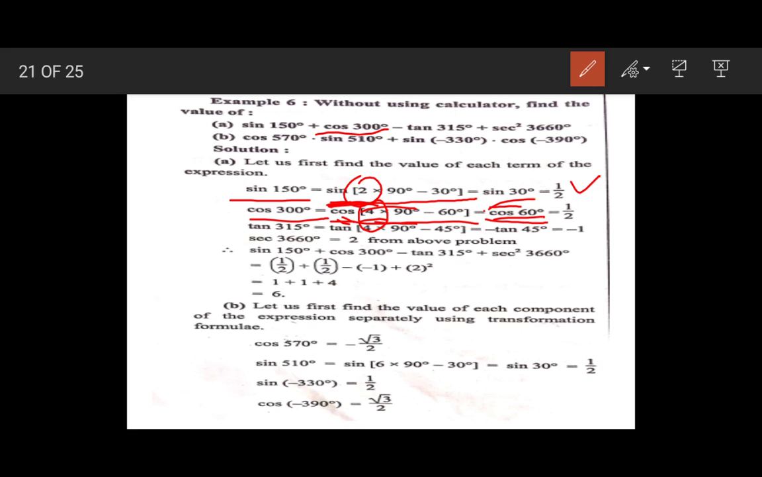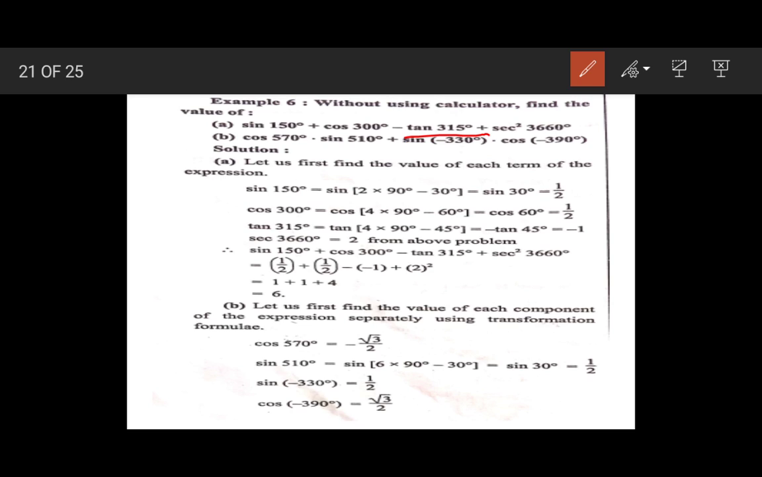Okay, then 4 into 90 means 360, so 360 minus 60, so angle is in fourth quadrant. In fourth quadrant cos is positive, so therefore cos 60 degree. Okay, and cos 60 degree value is 1 upon 2. Then similarly we have to find tan 315 degree.